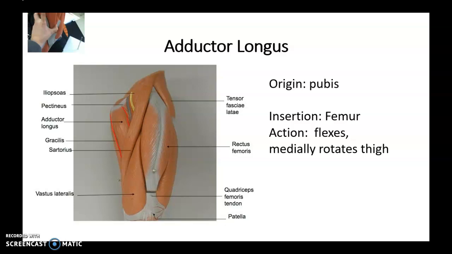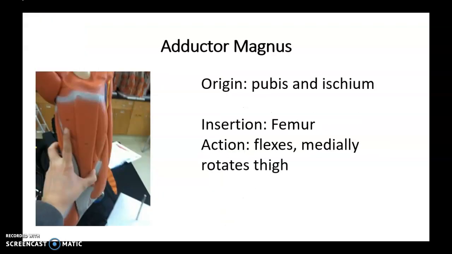That's Adductor Longus. Then we have Adductor Magnus as shown here. This muscle right here, and then this part also. All the red part is Adductor Magnus. And this muscle originates from the pubis and ischium and inserts into the femur. It also flexes and medially rotates the thigh like Adductor Magnus and like Adductor Longus. Remember, both Adductor Magnus and Longus are located in the medial compartment of the thigh.